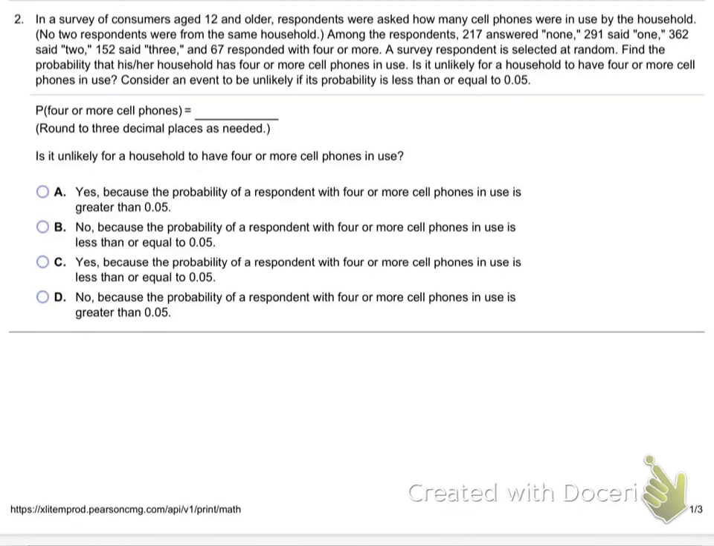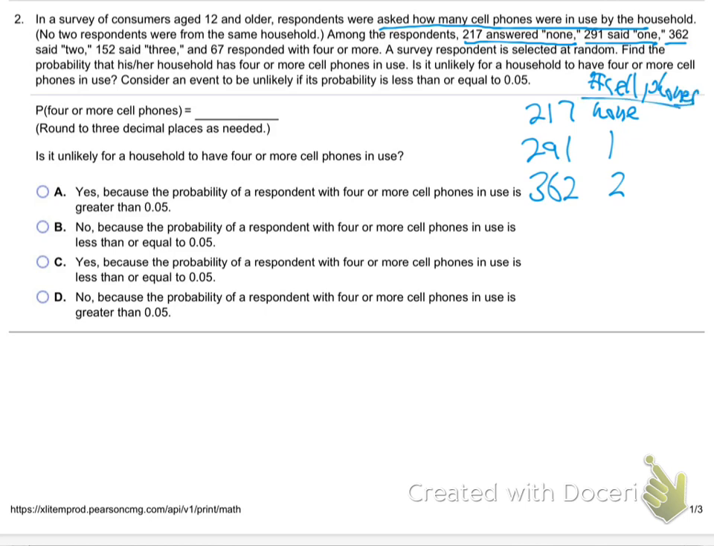Okay, number 2. What are we talking about on number 2? In a survey of consumers aged 12 and older, respondents were asked how many cell phones were in the household. 217 answered none. 291 said 1. So let me write this down. 217 said none. 291 said 1 cell phone. And 362 said 2. So this is the number of cell phones in the household. What's next? 152 said 3.